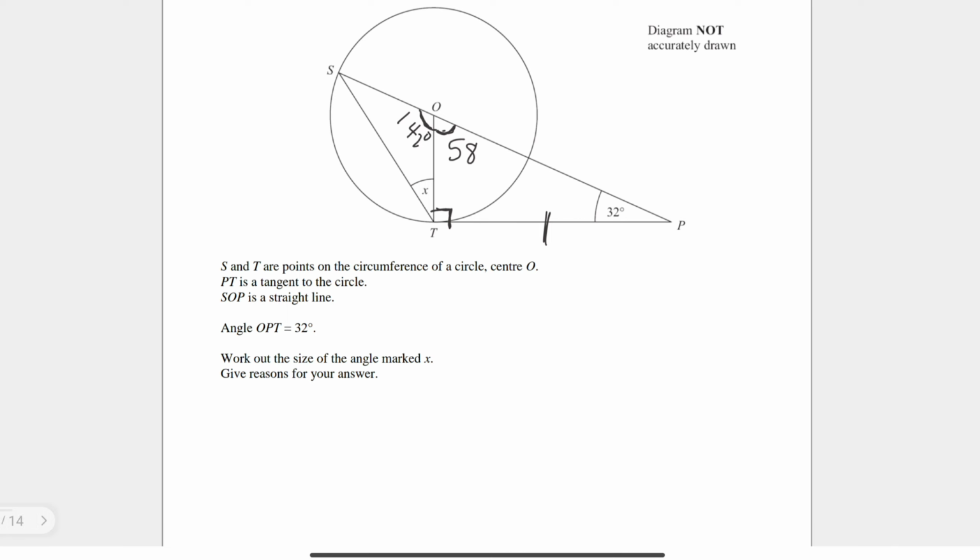If that is 142 degrees, that means this angle here is X, and this is also X, because it's going to form an isosceles triangle, and that implies that X is going to be half of 58, which is 26. I hope that makes sense. Is it 26 or 29? X is 29 degrees. So X is 29 degrees.